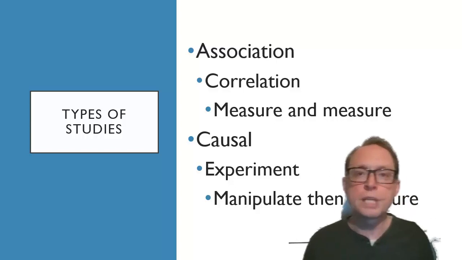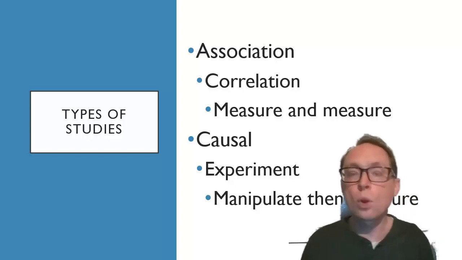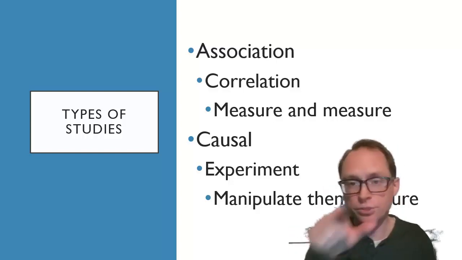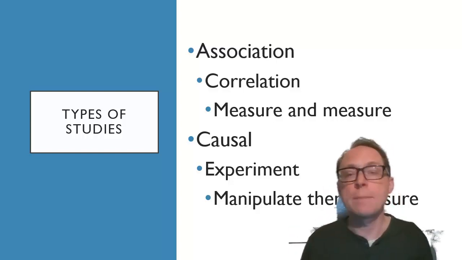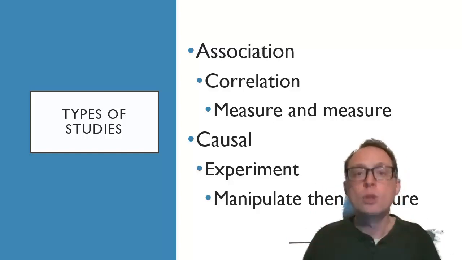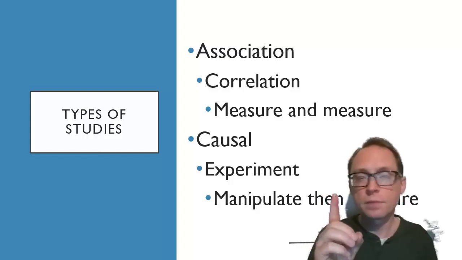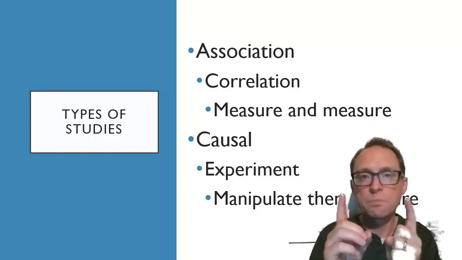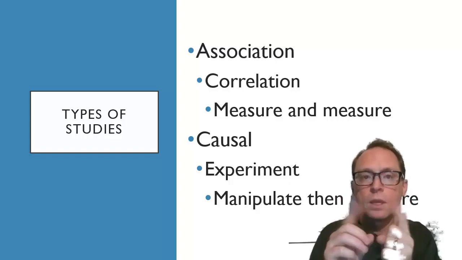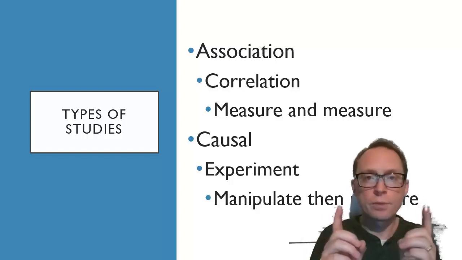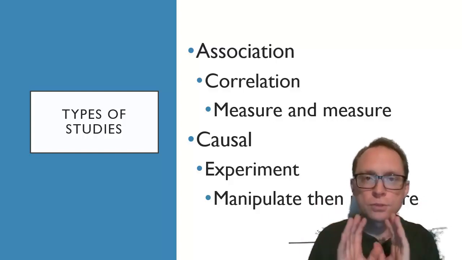When we are looking at association claims, we are looking at correlational studies. A correlational study is measure and measure, meaning you measure one variable and you measure the other variable. You measure how much love you have for somebody, say on a scale from 1 to 10, and then you measure how much money you spend on that person, like how many dollars you spent in the last week, that kind of thing. All right? That is an association claim. You measure one variable, you measure the other variable. It is not a causal claim.